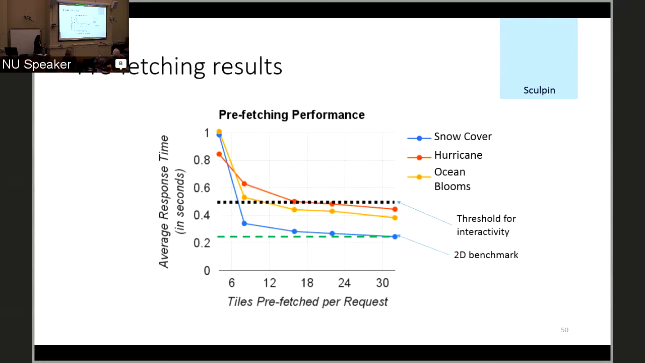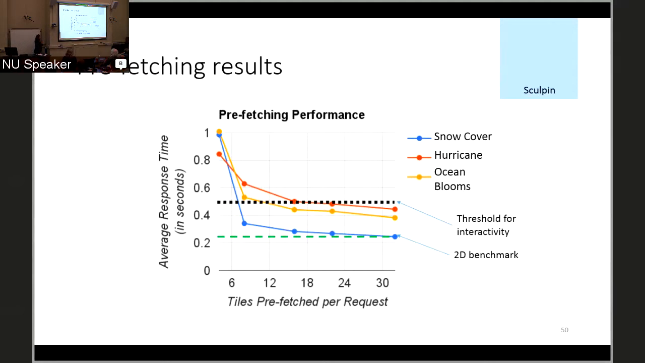a multidimensional context. As you see here, in the snow cover case, which is our blue line, we basically match our prefetching performance from before. And for the other two data sets, we meet our interactivity threshold. I will note that you might notice on the x-axis we're prefetching more tiles, but this is because in Sculpin's multidimensional interface, because there are multiple visualizations, the user will naturally request more tiles as they do interactions.